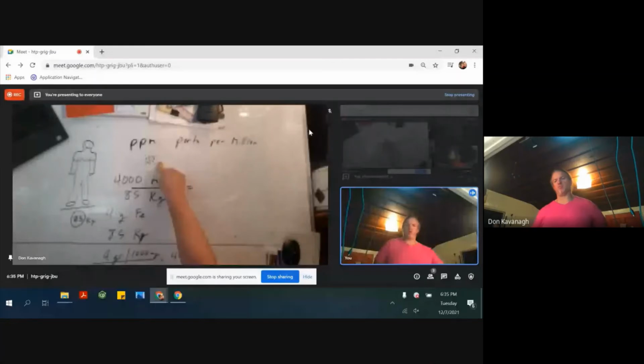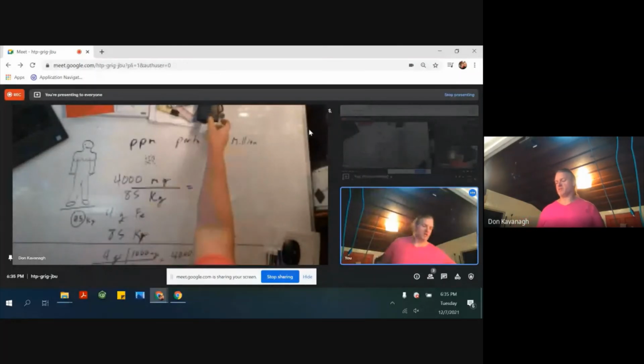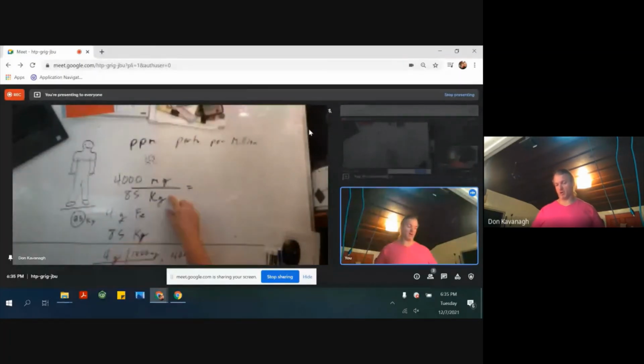So again, the visual is that if you were to break the human body up into 1 million parts, some of those parts would be an iron atom. And if we have milligrams and kilograms, the whole is in kilograms and the part is in milligrams. We can just divide them up. So 47.05, about 47 parts per million.